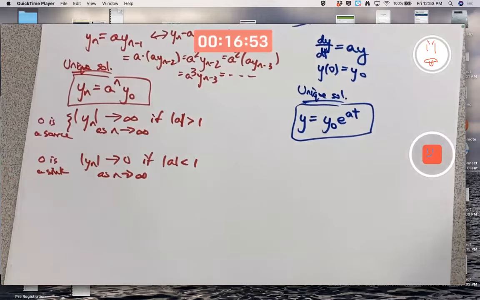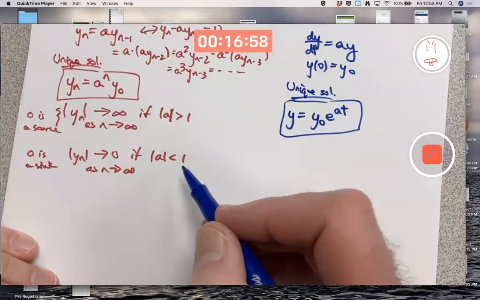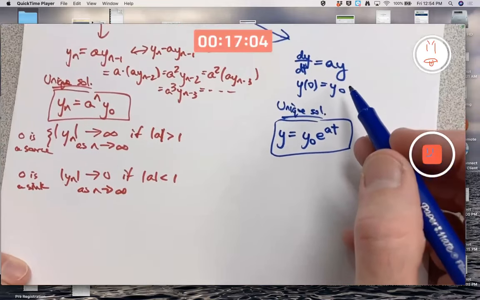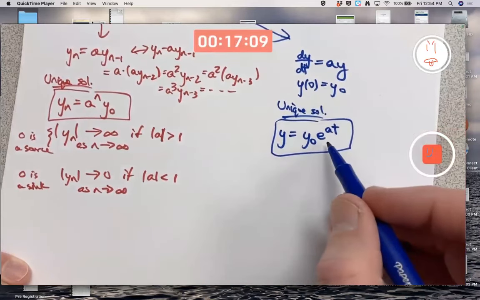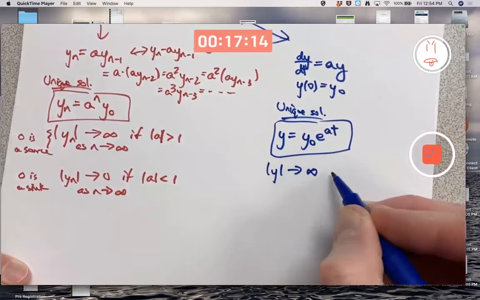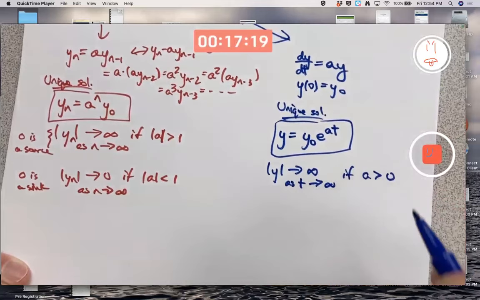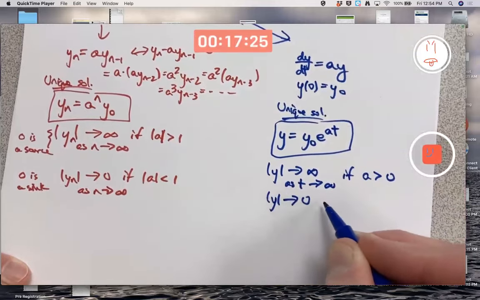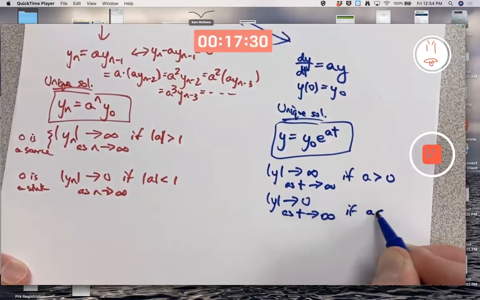On the other hand, with the differential equation, it's not whether the absolute value of a is bigger than 1 or less than 1 that determines whether the origin is a sink on a phase line for this differential equation. It's whether a is positive or negative. Right? If a is positive, that's exponential growth. The absolute value of y goes to infinity as t goes to infinity if a is positive. And the absolute value of y goes to 0 as t goes to infinity if a is negative. That's exponential decay.